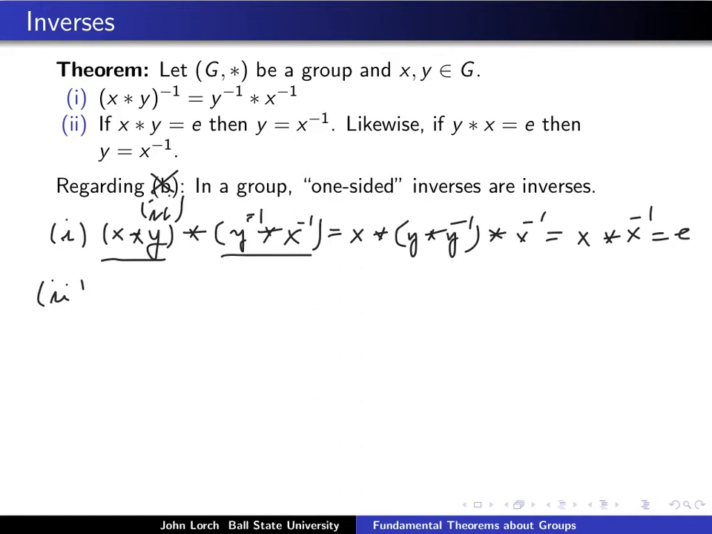Item 2 is a little bit more involved. So we're going to let G be the product Y times X. So here, by the way, we're going to verify the first sentence of item 2. We're going to show that if X times Y is equal to E, then Y is equal to X inverse. So we're going to start with this element G, which is Y times X. And we'll be done if we can show that G is equal to the identity.